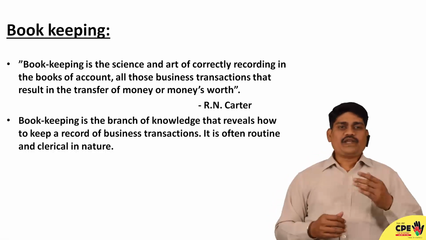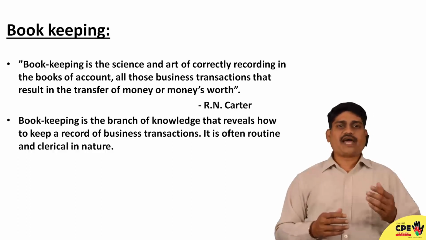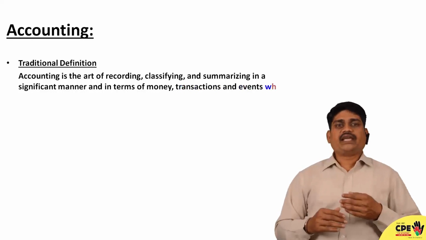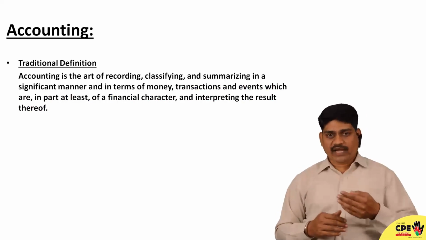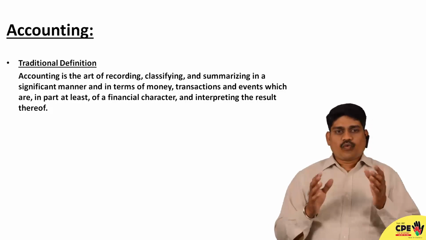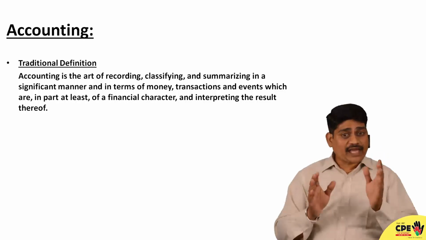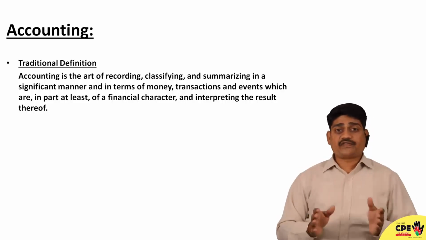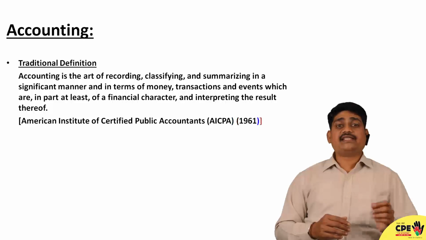They'll maintain it. Okay, now we'll see the definition of accounting. Students, we have so many definitions given by different authors, but we have two standard definitions of accounting known as traditional definition and modern definition. So first we'll discuss the traditional definition, right? Accounting is the art of recording, classifying, and summarizing in a significant manner and in terms of money, transactions, and events which are in part at least of a financial character and interpreting the result thereof. This is the definition given by the American Institute of Certified Public Accountants in the year 1961.